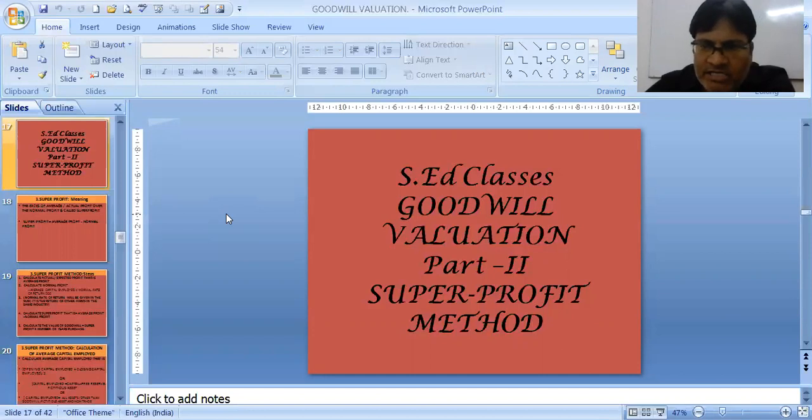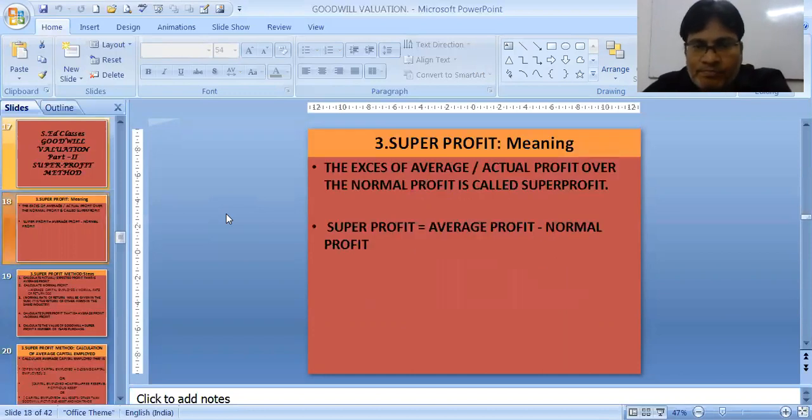We will be learning by doing sums. Let's understand. The excess of average or actual profit over the normal profit is called super profit. So super profit is average profit minus normal profit.